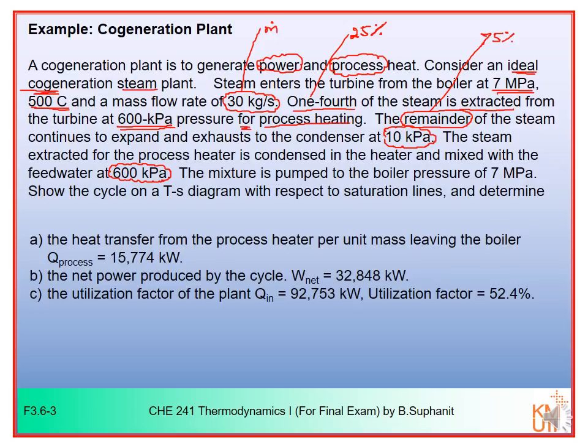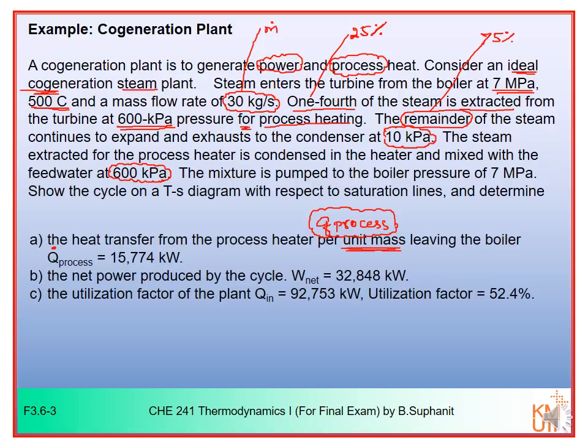We want to determine the heat transfer from the process heater per unit mass leaving the boiler. So we want to determine Q process. We have the answer for the heat rate to the process, or Q dot process, at 15,774 kilowatts. We want to determine small q delivered to the process, Q per unit mass of the total steam.